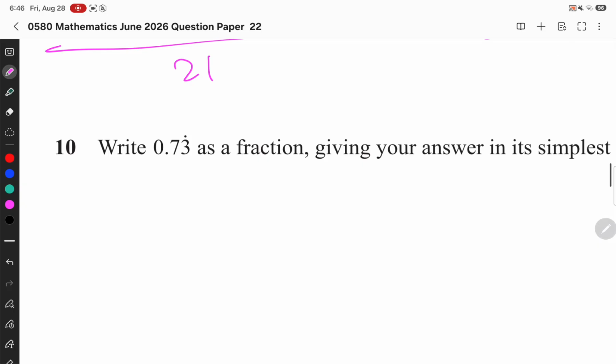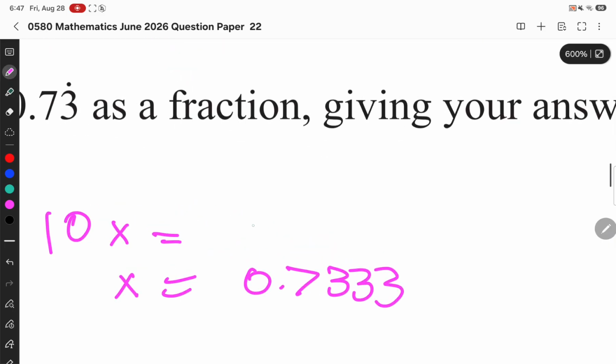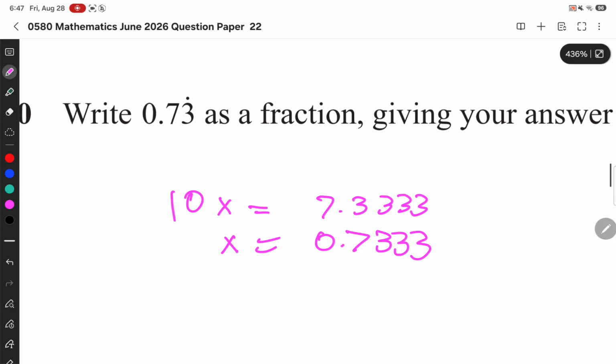0.73 repeating as a fraction, giving your answer in its simplest form. Very easy. We can go on about our day and do this. So this is 3 repeating. So we need to multiply it by 10 to the 1, which is 10. 10x is equal to 7.3333 repeating.